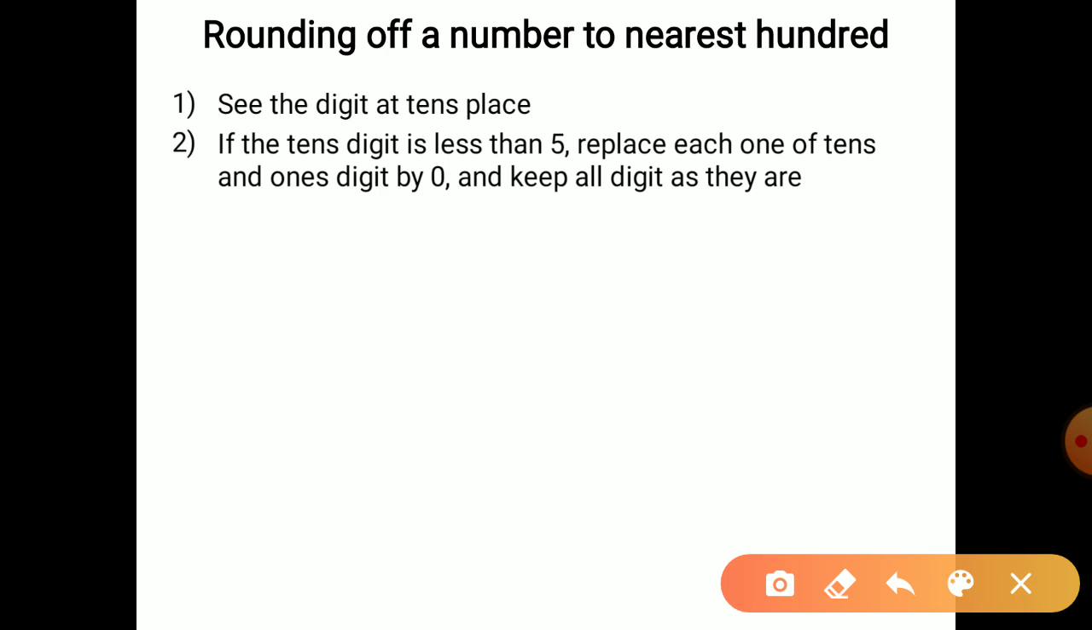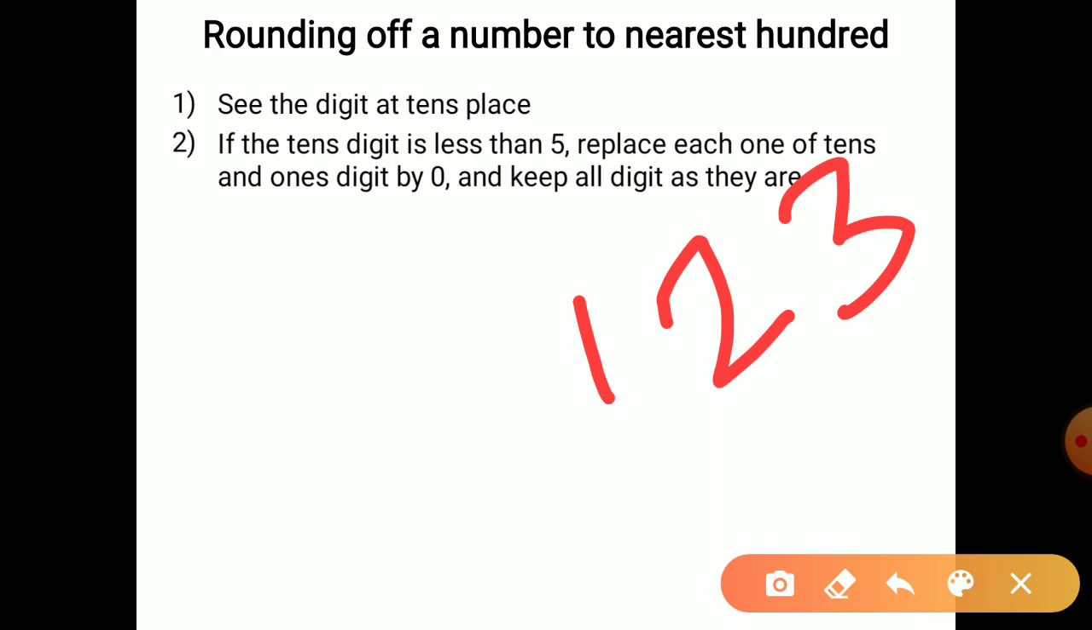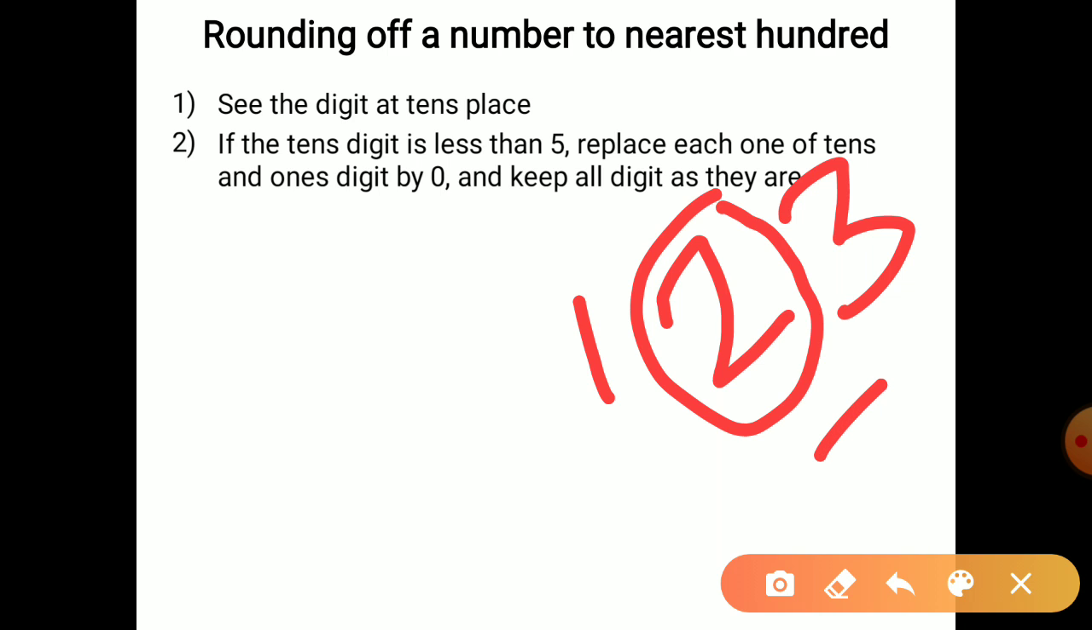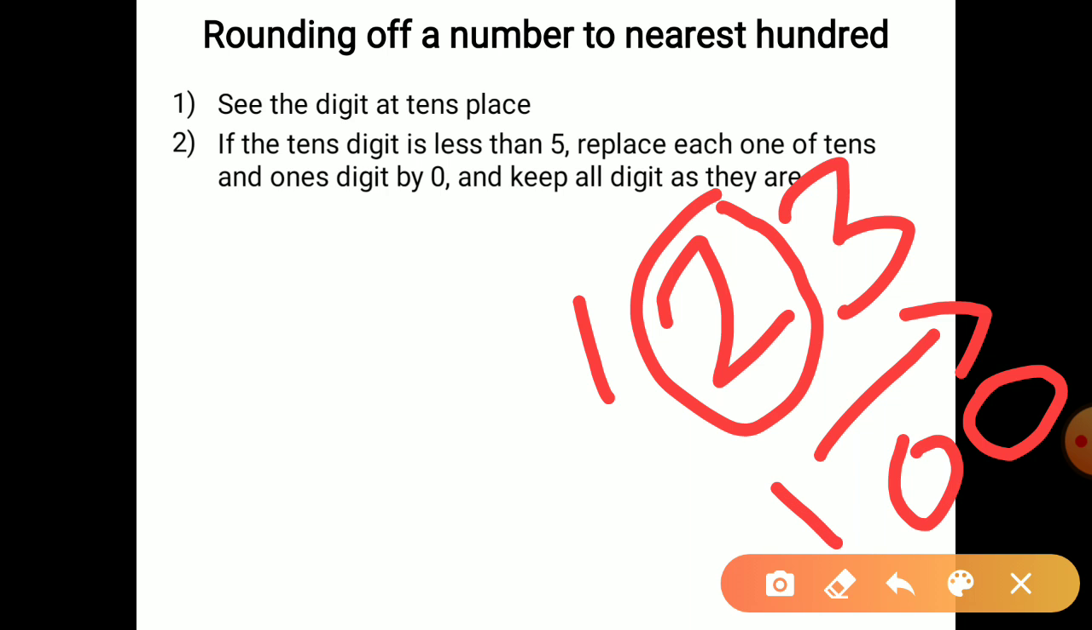Suppose my number is 123 and our tens digit is 2. So the digits which are on the right side, we will make them 0. We will make 3 zero, we will make 2 zero, and we will write 1 as it is. So our answer will be 100.